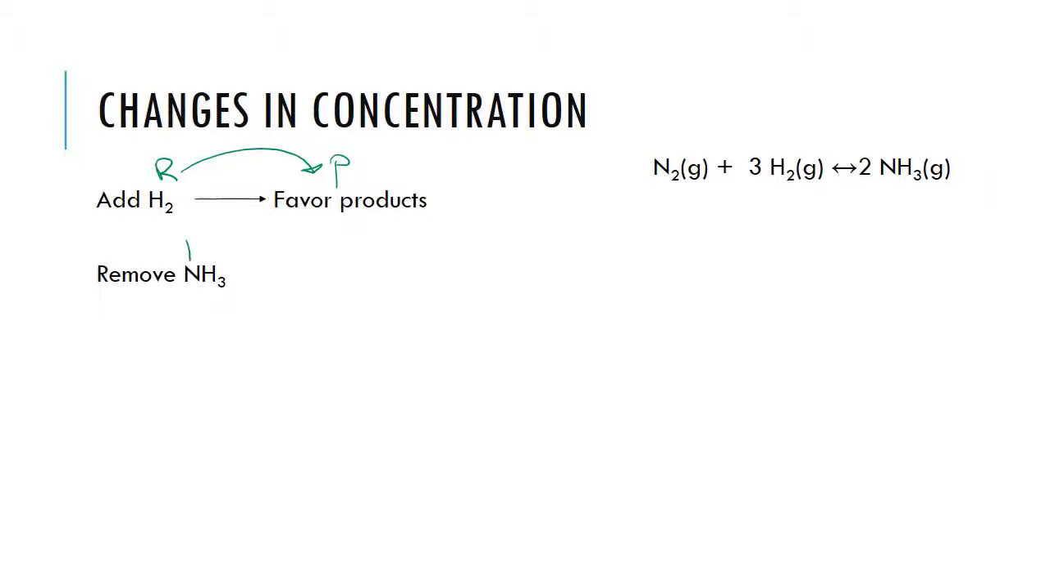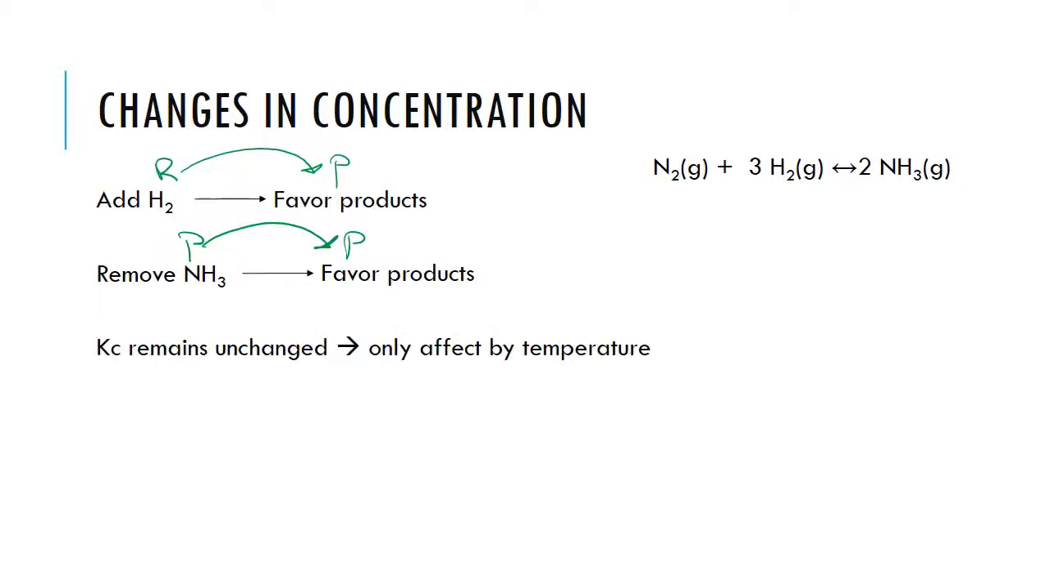So let's say we're going to remove our product as it's being produced. So we are decreasing its concentration. Well, when that happens, we are going to favor products. Because we're decreasing the concentration of the product, we need to replace that decrease. Therefore, we're going to shift more of the reactants to the product side to try to re-equilibrate it, pushing the reaction in the forward direction. So once again, remove the product, add more product, right? Now, Kc remains unchanged in both cases because it's only affected by temperature.